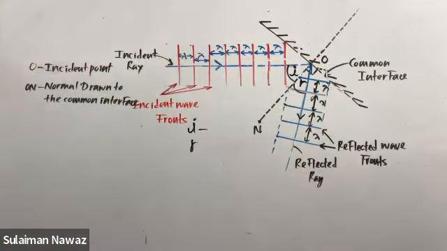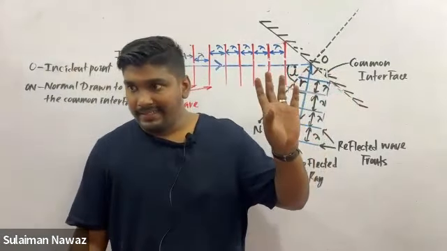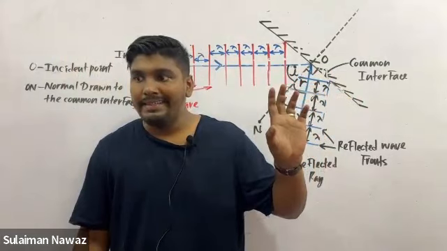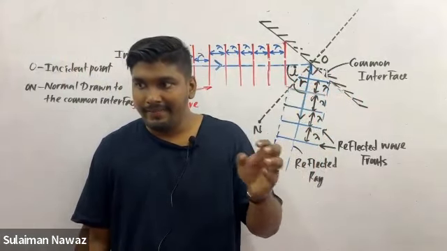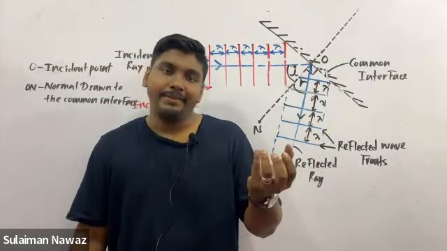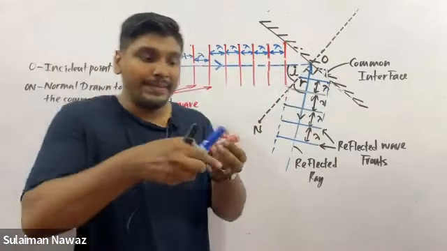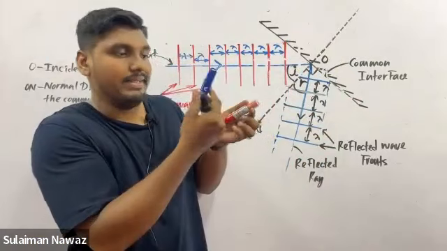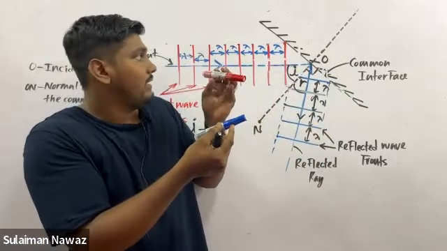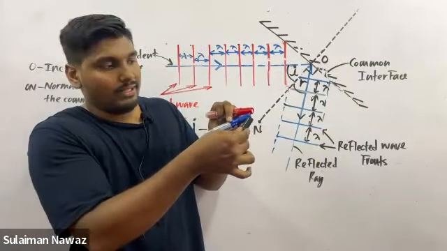Now we'll write down the laws of reflection. First law of reflection: the incident ray, the reflected ray, and the normal drawn at the incident point are in the same plane. This incident ray, this reflected ray, and the normal must all be in the same plane. Let's say the red one is your incident ray, the black one is your reflected ray. They all must be in the same plane.